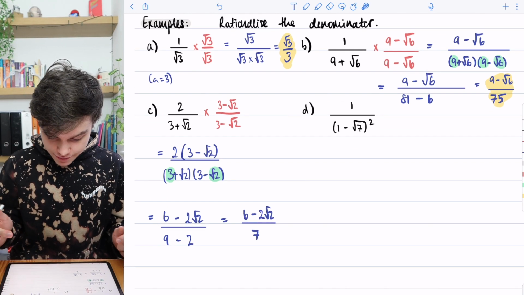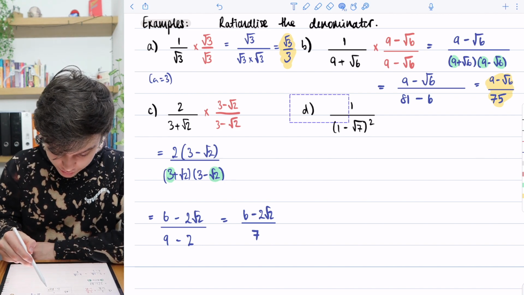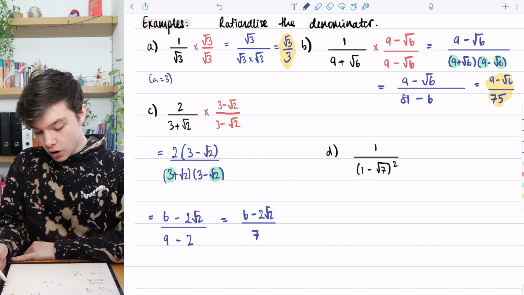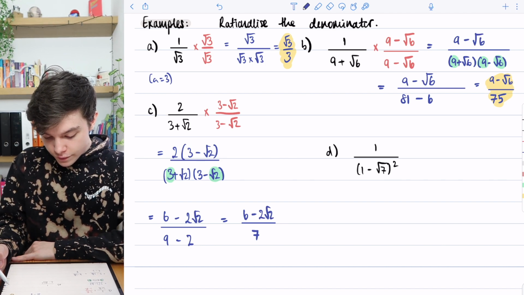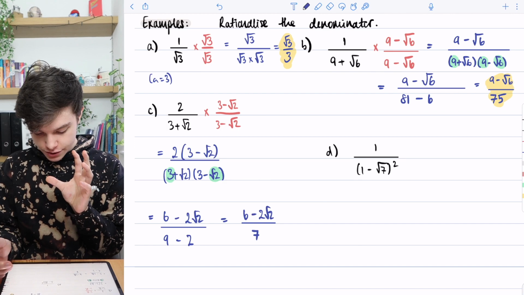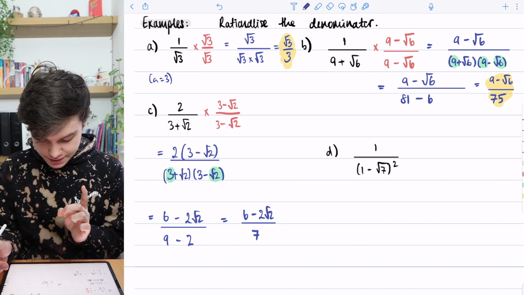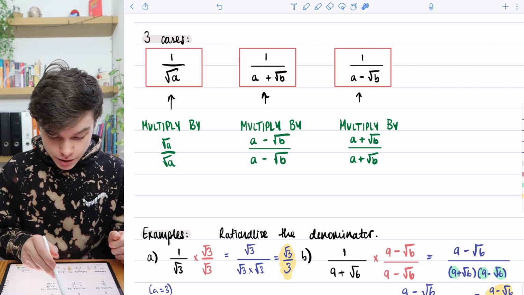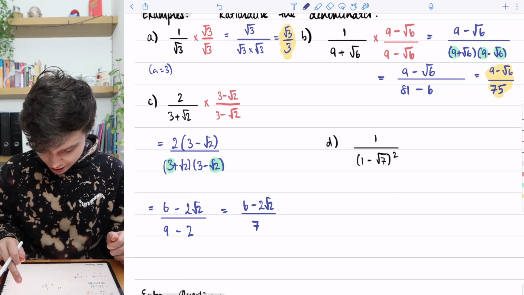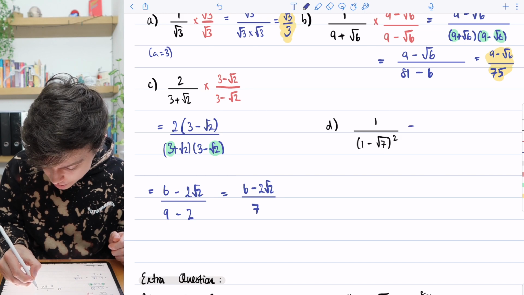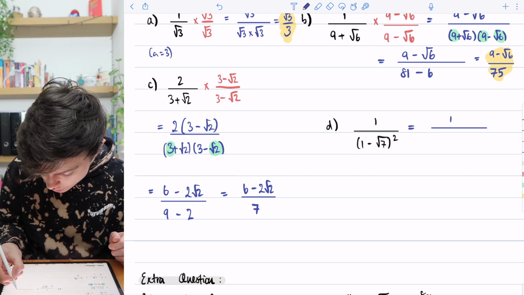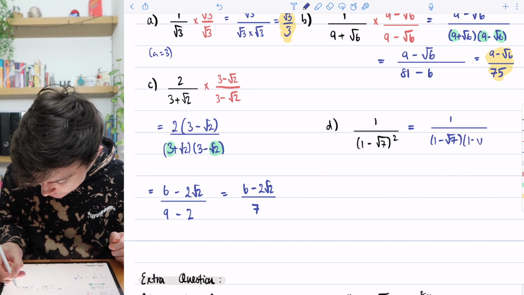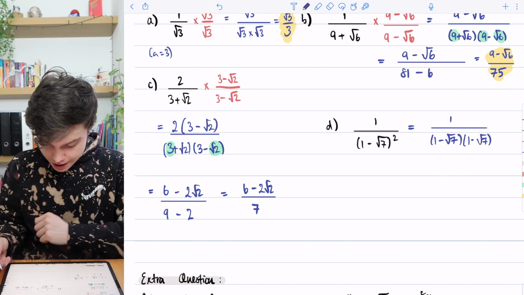All right, let's have a look at D. We'll move D down a little bit, so it's just down here. D, what we need to do is, well, first of all, it's in a little bit of a strange form. We've got this squared and we're squaring the brackets. It's not in any of these 3 cases here. So what I'm going to do is expand the bracket. So when I do that, I'll get 1 over, well, what we're doing is 1 minus root 7 times 1 minus root 7.